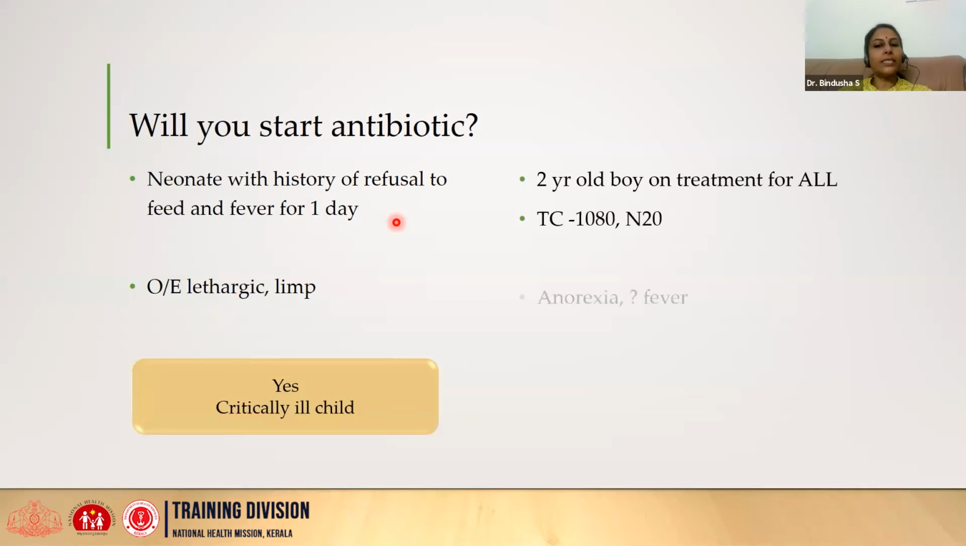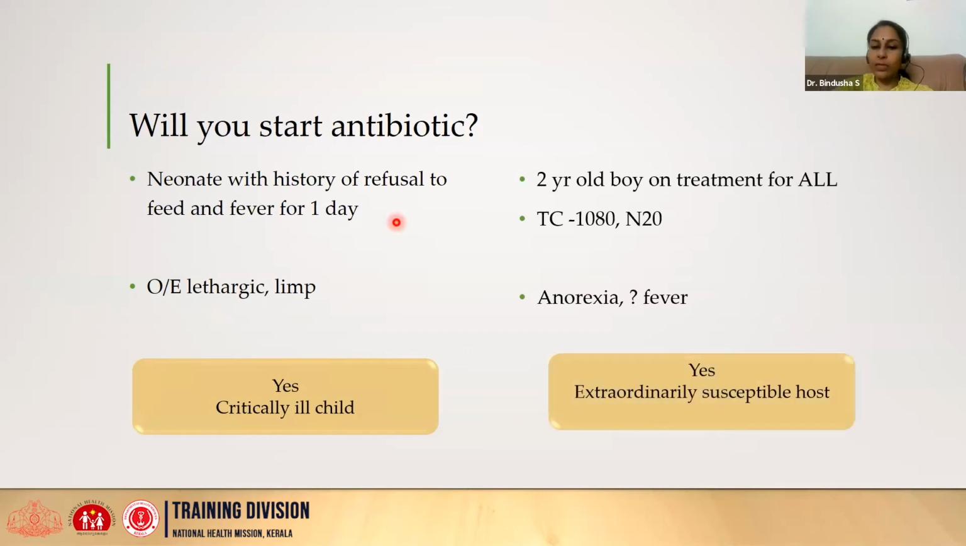This is another child, a 2.5-year-old boy on treatment for acute lymphoblastic leukemia. He is having neutropenia and leukopenia. He is presenting with anorexia of 1 day and fever. Here also we have to start antibiotics. Why? Because this is an immunocompromised child who is extraordinarily susceptible to developing serious infections.